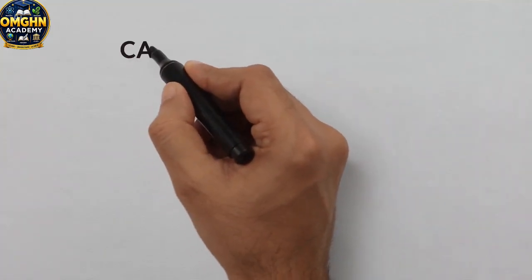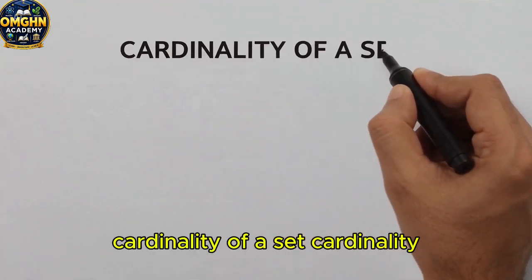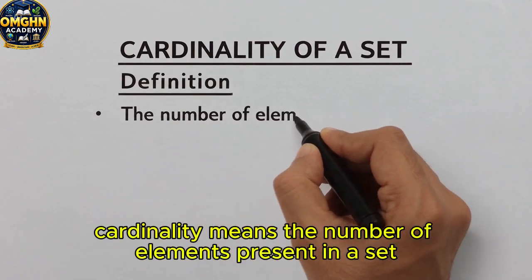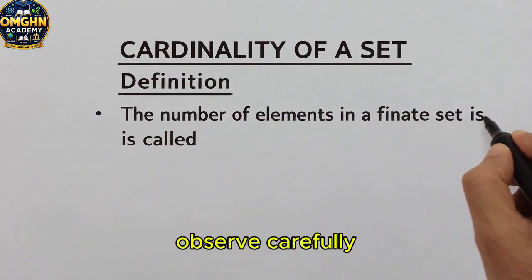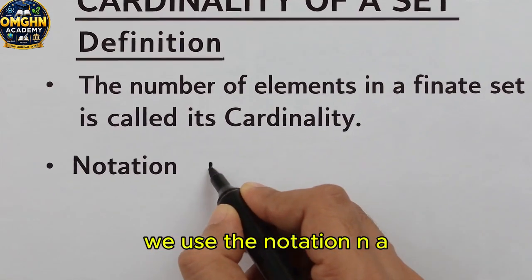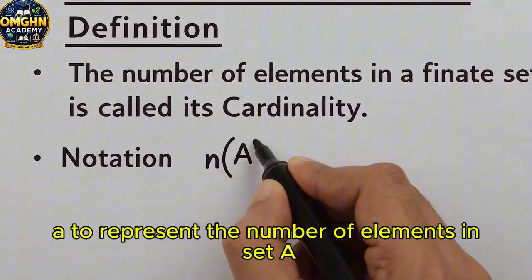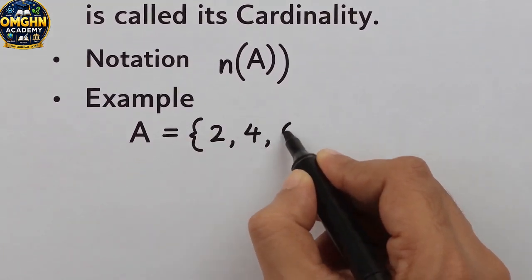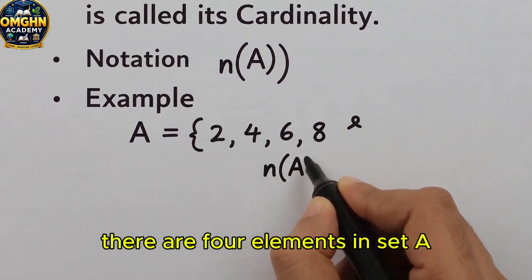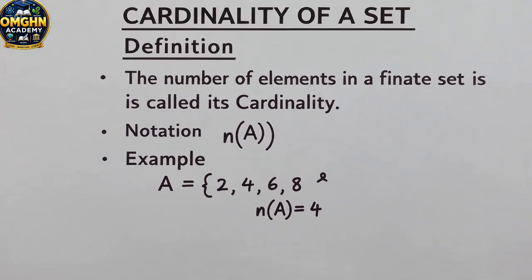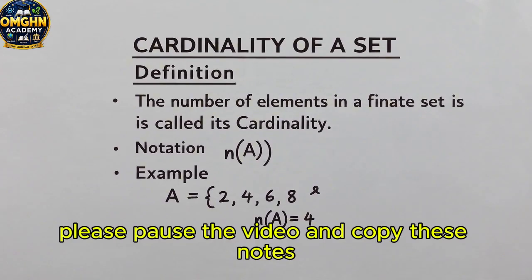Students, now let us learn about the cardinality of a set. Cardinality means the number of elements present in a set. Observe carefully. We use the notation n(A) to represent the number of elements in set A. Example: there are 4 elements in set A. Therefore, n(A) equals 4. Please pause the video and copy these notes.